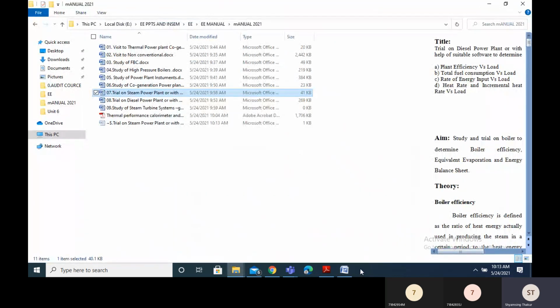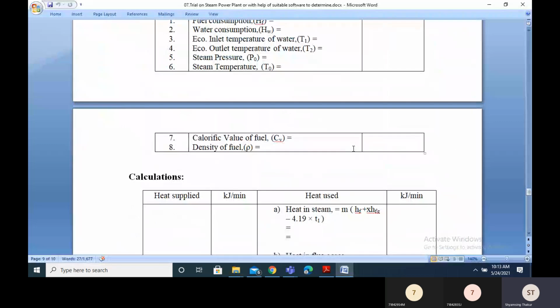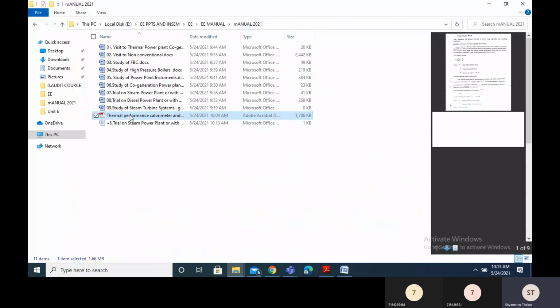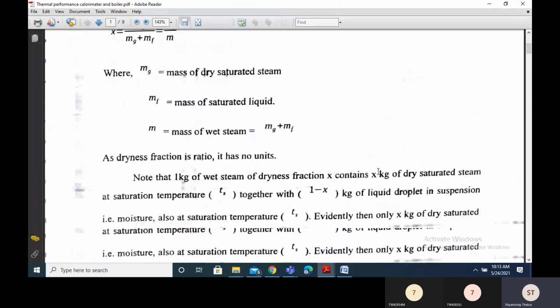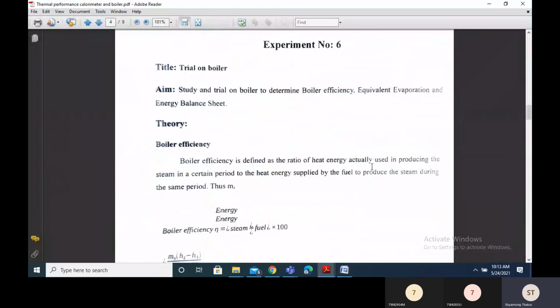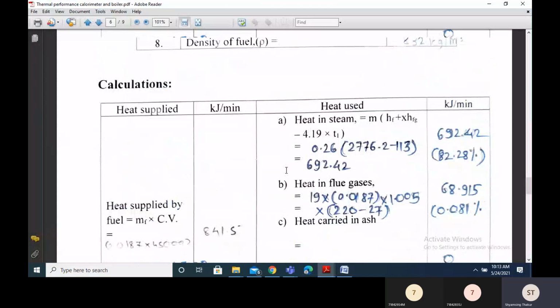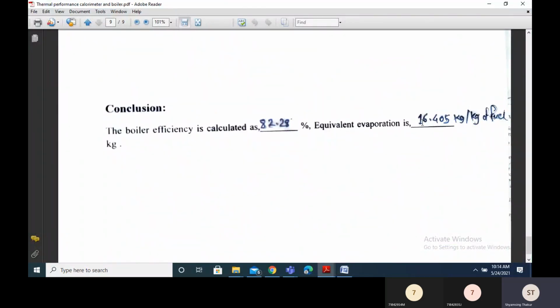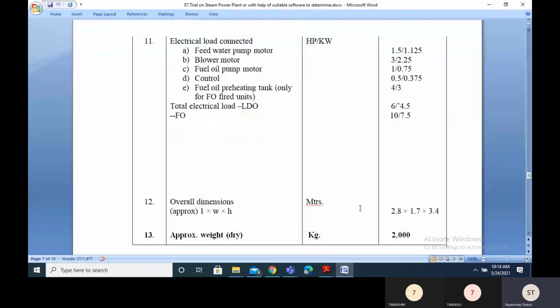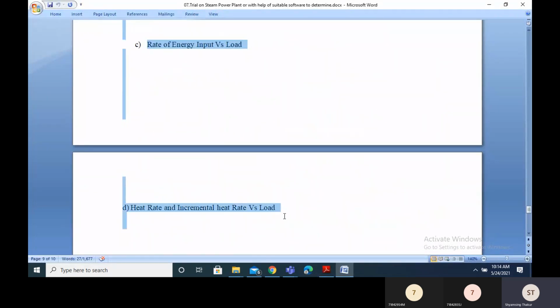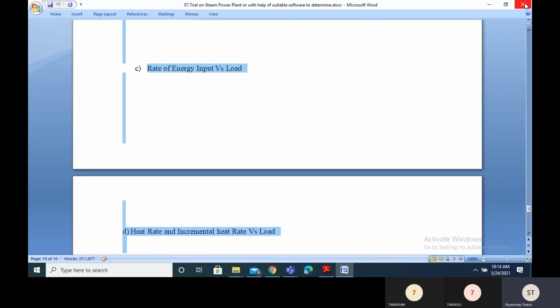Sorry, we are on the steam power plant. In the steam power plant, these are the readings of the steam power plant. You need to take those readings from here. Here the dryness fraction is calculated, then all other things are calculated. You need to put these things, and calculate up to boiler efficiency and mass equivalent. You have to draw the graphs by assuming things, by yourself. So this is the submission for experiment number 7.